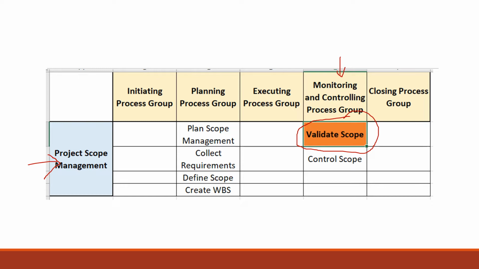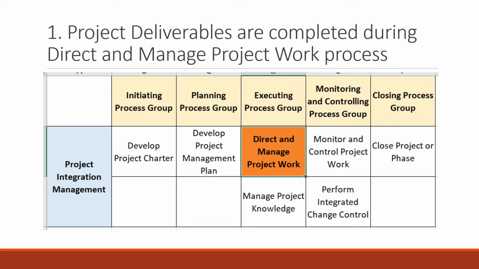But you should already know by now that validate scope is the process where we obtain formal approval from the customer on the project deliverables. So the first thing to do here is that project deliverables are completed during the direct and manage project work process. This is a process in integration management under the executing process group. This process is where the actual work on projects happens.